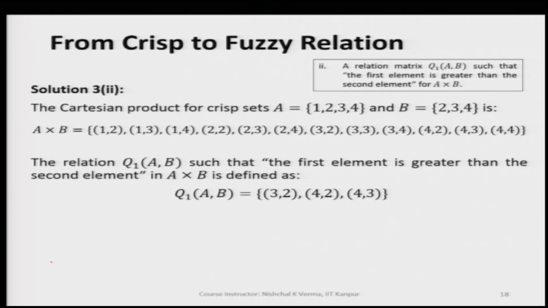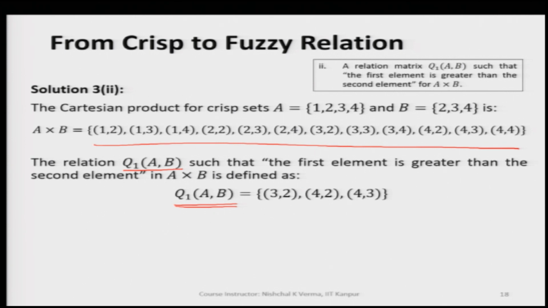Then when we have this as the whole population here of the ordered pairs that are possible, now let us go ahead and apply the condition for the first relation. So, for the first relation Q1AB here, let us apply the first condition. First condition here is that the first element is greater than the second element.